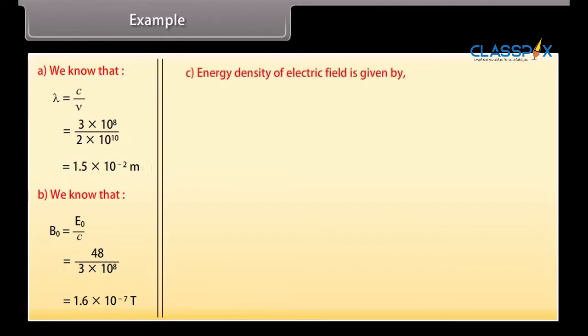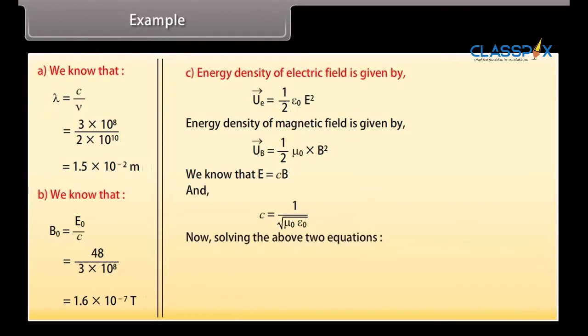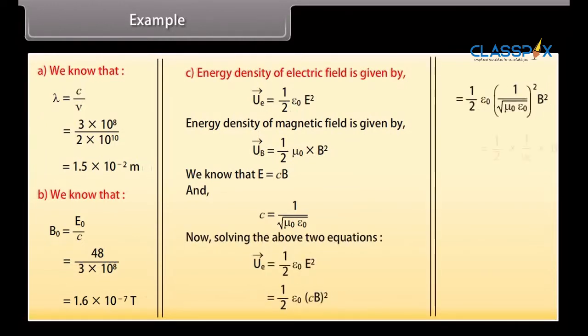Energy density of the electric field is given by half epsilon naught E squared. Energy density of the magnetic field is given by half mu naught B squared. We know that E is equal to CB and C is equal to 1 upon under root mu naught epsilon naught. On solving the above two equations, we get that the average energy density of the electric field equals the average energy density of the magnetic field.